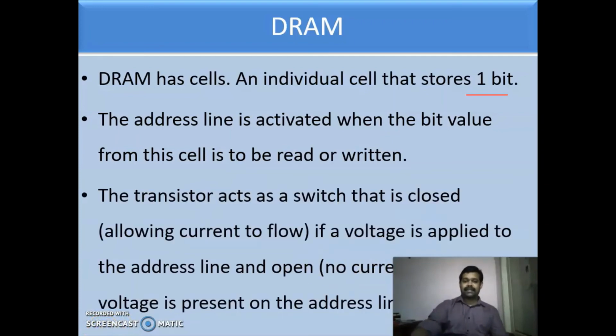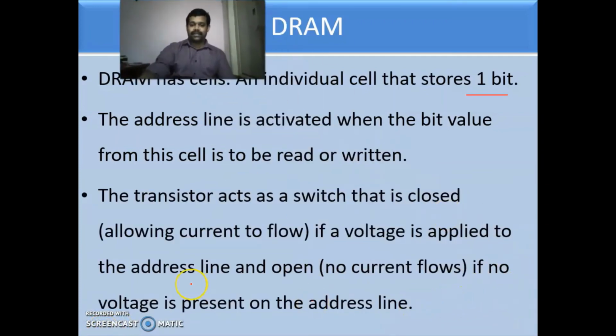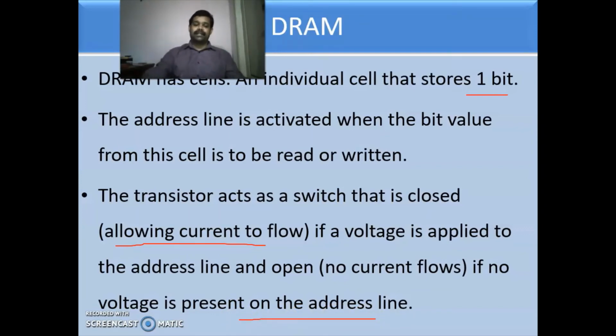The transistor acts as a switch that is closed, allowing the flow of current, since it is charging the capacitor. When it is closed, it allows the flow of current if a voltage is applied to the address line, and it is open if no voltage is present in the address line. So if voltage is present in the address line, the current will flow and charge the capacitor. If there is no voltage present in the address line, no current will flow.